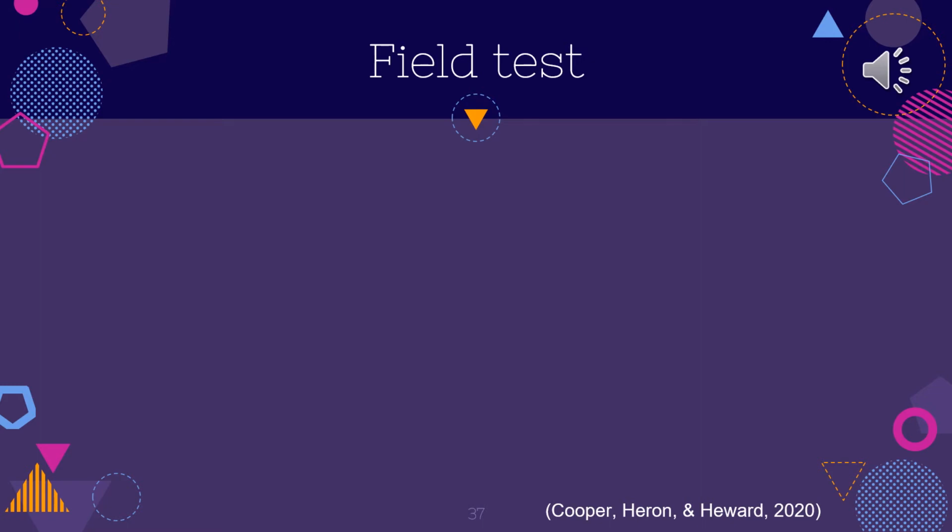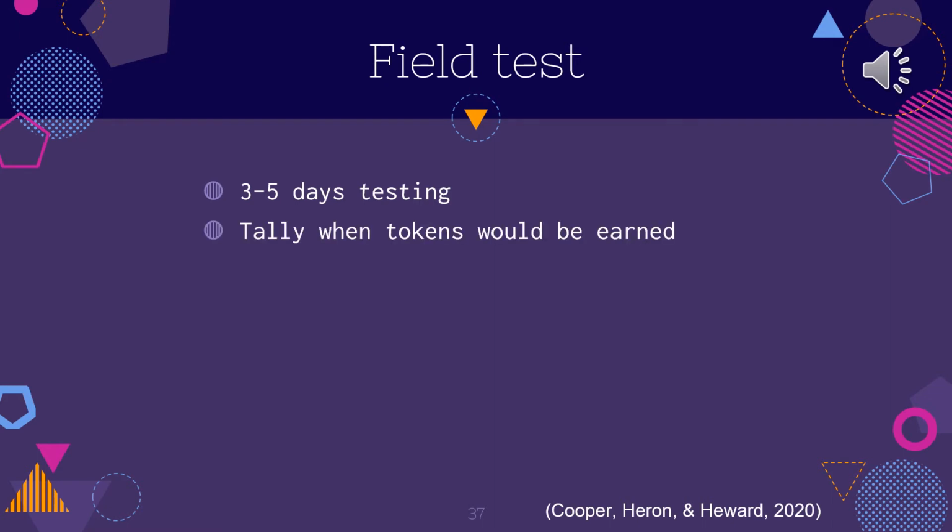The final step before fully implementing a token economy is to spend at least 3 to 5 days testing the token economy. You should tally when the tokens would be earned. However, don't actually give the tokens during this time. This will allow you to determine baseline data and see if once implemented, the token economy is producing effective results.